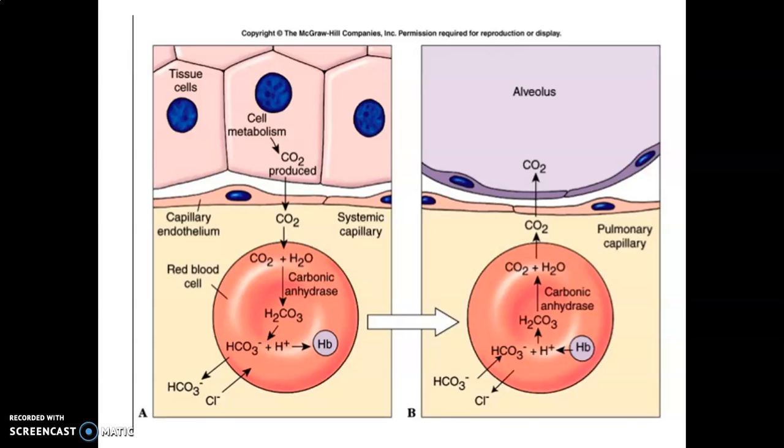So RBCs contain a very high concentration of the enzyme carbonic anhydrase, and minute quantities of the same are present in the plasma too. Children, the equation is given in our textbook on page number 275. CO2 plus H2O, with carbonic anhydrase, gives H2CO3. Then again the carbonic anhydrase works on it, and HCO3 minus plus H plus is released. So at the tissue site, where the partial pressure of carbon dioxide is high due to catabolism, carbon dioxide diffuses into the blood and forms HCO3 minus and H plus.